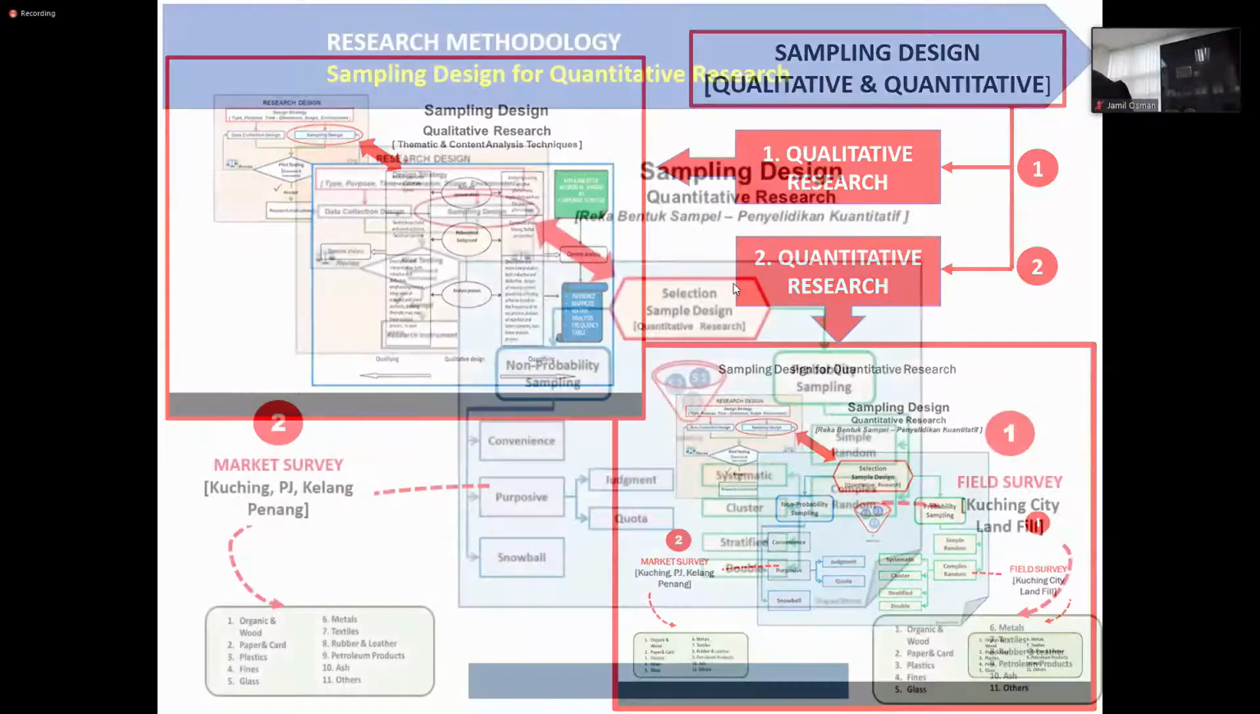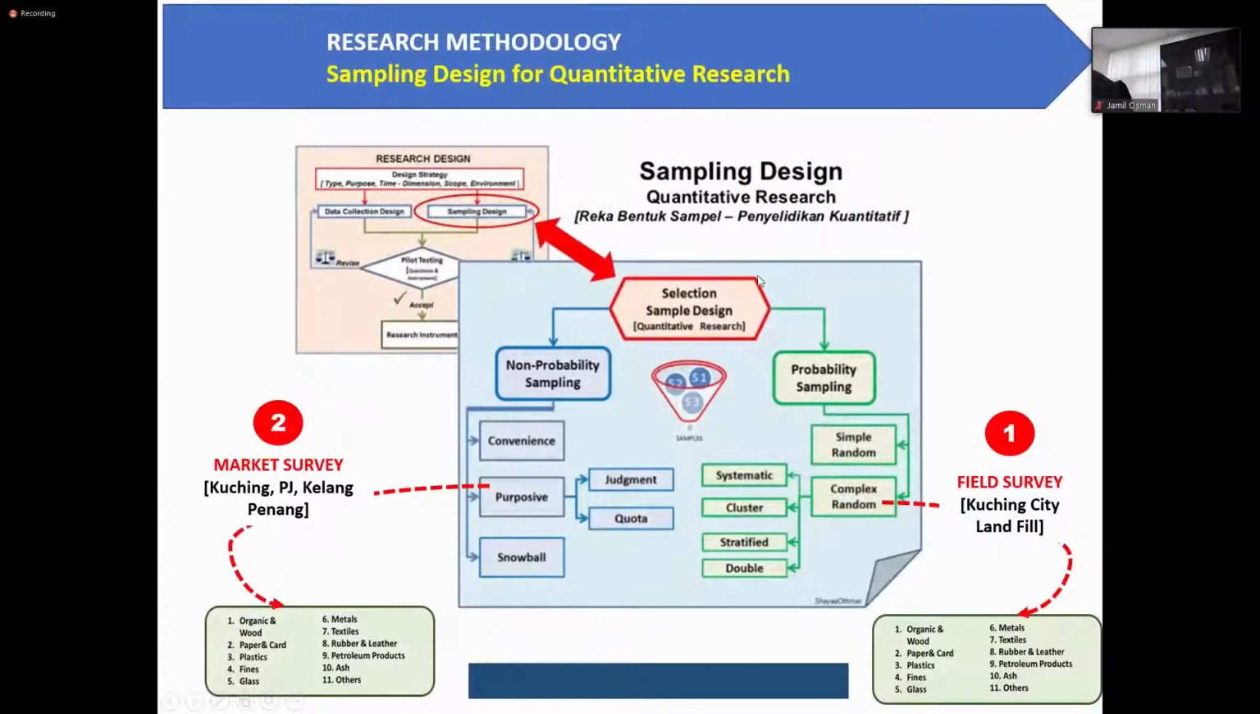And we have identified certain sampling designs. For example, in terms of quantitative research, there are various probability sampling designs. We discussed simple random, systematic, cluster, stratified, and double sampling. We also discussed non-probability sampling, like market survey research. These are non-probability: convenience, purposive judgment, quota, and so on. We have discussed them in detail.